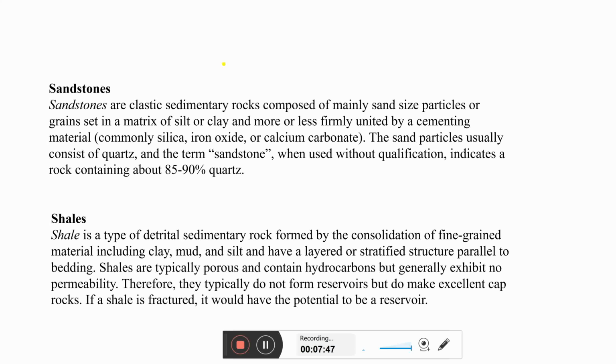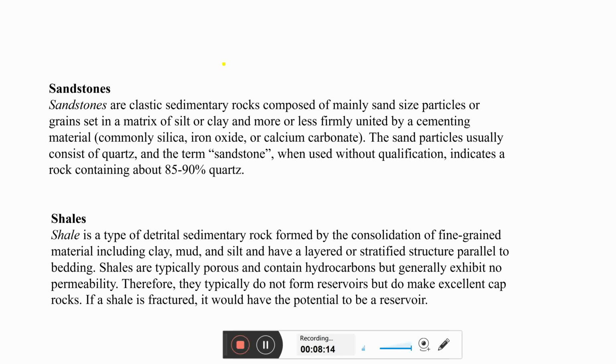And it also contains some cementing agent that keeps the particles in contact, and those cementing agents are set in a matrix of silt or clay, and sometimes limestone also acts as a calcium carbonate cementing agent in sandstone rock.